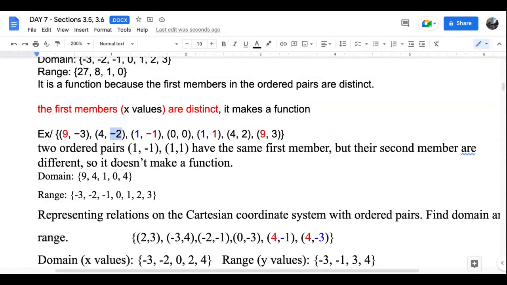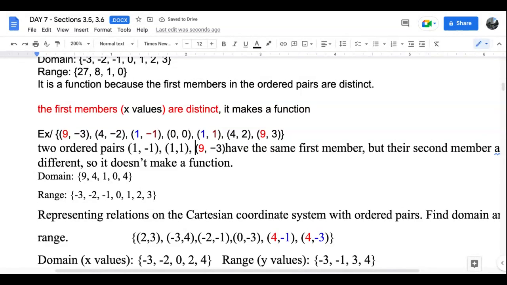So this one is not a function. This set doesn't make a function. Why? Because we have two ordered pairs, 1, -1 and 1, 1. We see 1 goes to -1, then 1 goes to 1. So the one member in the domain goes to two places. The same thing for 9, -3. We also have these two, right? But the 1 is good enough to say it's not a function.